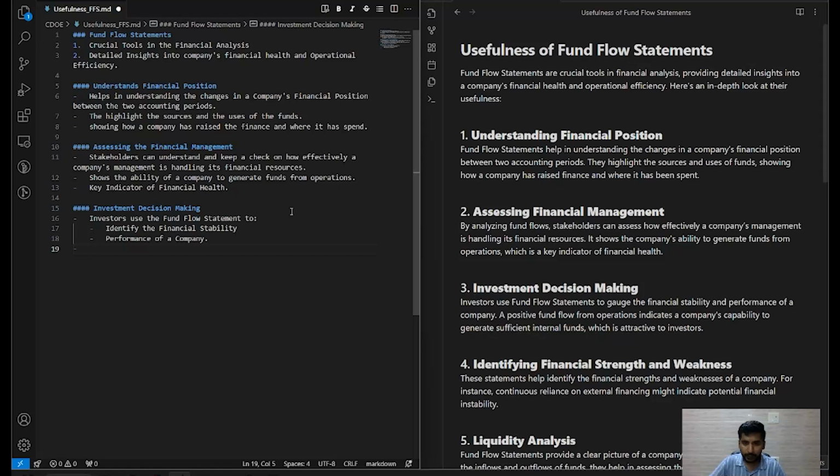What will happen if there is a positive fund flow? A positive fund flow from the operations indicates a company's capability to generate sufficient internal funds, which is attractive to the investors.